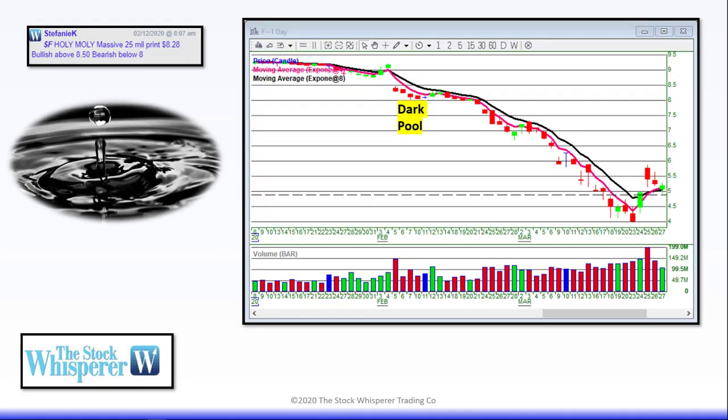Here's another one on Ford. Now, this was after it already moved down. It gapped down, and then we got this dark pool print. Holy moly, massive 25 million print at 8:28. I actually took a poll in my room to ask my traders if it was buying or selling. And most of them thought it was buying. They did.